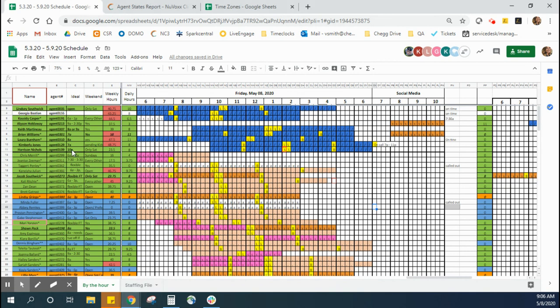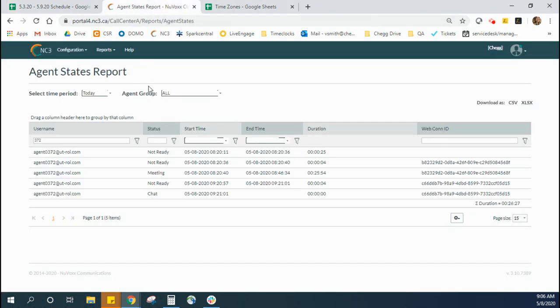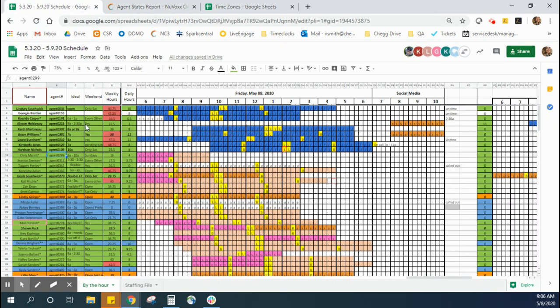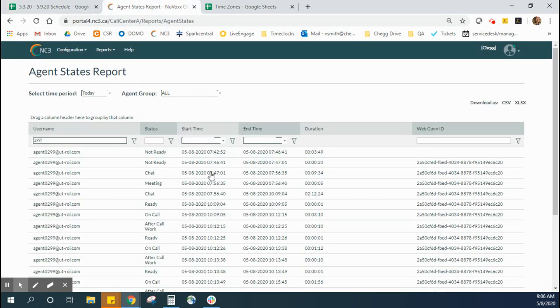So first things first on the schedule, just going from top to bottom, Chris is the first one on the top, and he is agent 299. So you're going to go to reports, click on agent states, then you'll get this. Click today if you're looking at today, but you can also set a time frame. And then you can click ROI. I usually just set it to all. And then my filter, I click contains, and then I just enter in the number that I want. So I believe Chris was 299, right? Yes, perfect. Okay, so I see his first not ready time is at 7:42.